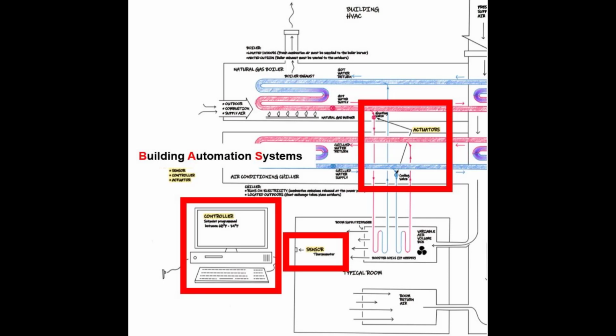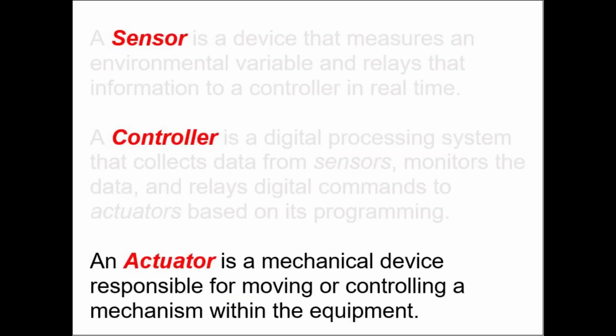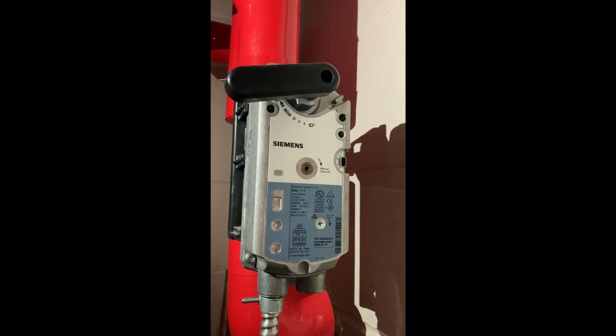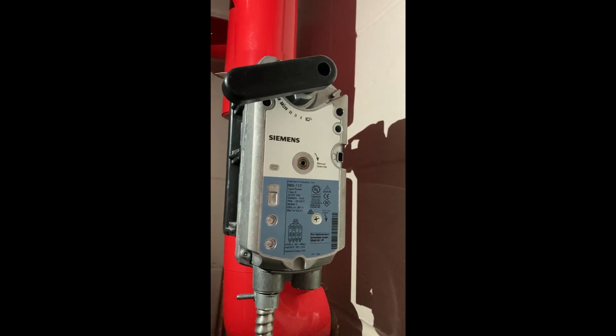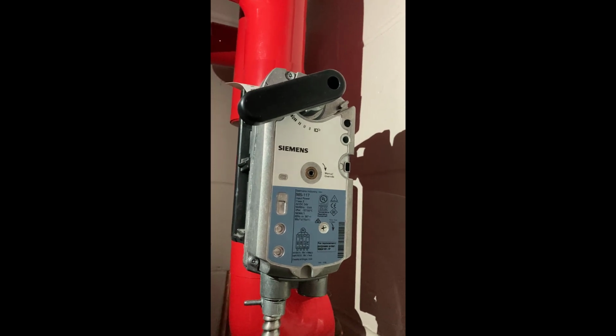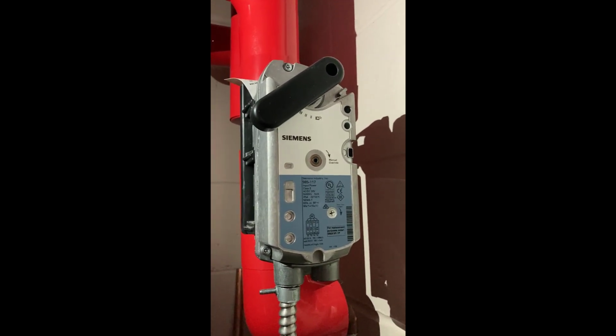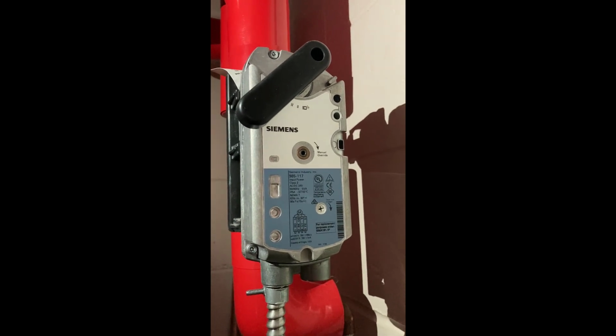An actuator, the third of three parts in an individual BAS system, is a mechanical device responsible for moving or controlling a mechanism within the equipment. In our case, the actuator physically or mechanically opens a valve, allowing some of the hot water from the boiler to be pumped to our building space.